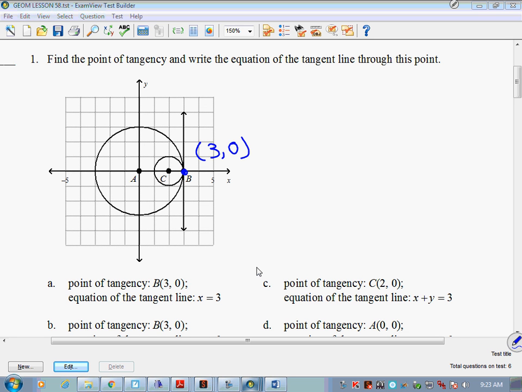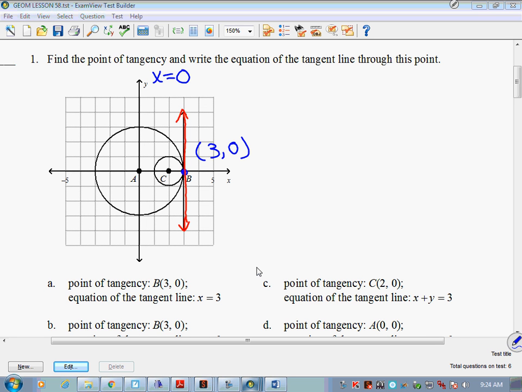Okay, the equation of the line. The line is here. What type of line is that? Can anybody tell me? Not just a tangent line, but it is a vertical line. And vertical lines have what type of equation? Are they y equals or are they x equals? X equals. And it goes contrary to what we would normally think, because we think the y-axis is a vertical line, but the y-axis is actually the line x equals 0. X equals 0 is the y-axis.